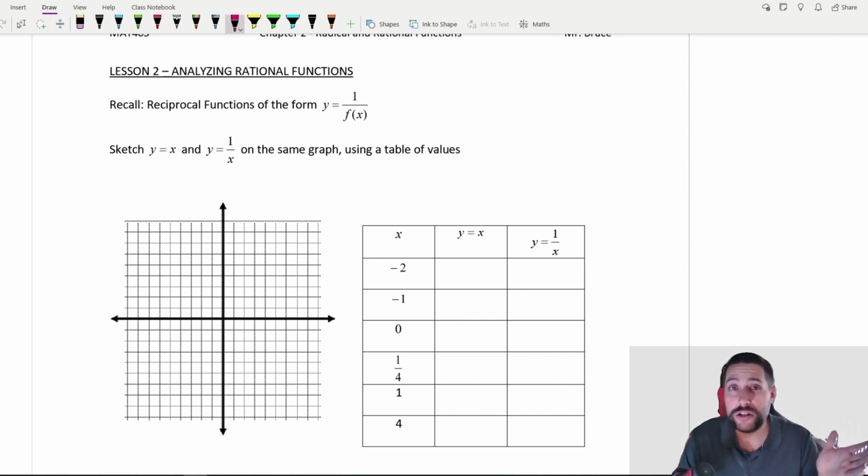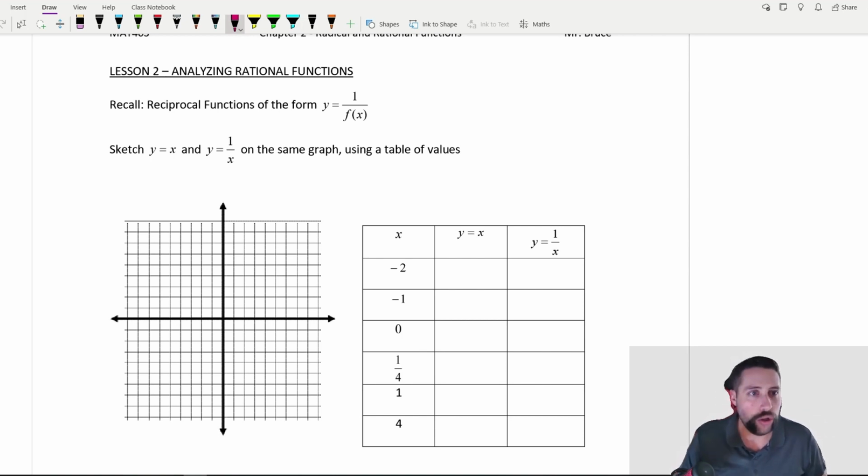Today we're going to be moving on to lesson 2, analyzing rational functions. We're going to split this into two separate lessons. The first lesson we're going to talk about specifically reciprocal functions and doing transformations of them. Okay, so let's get started.